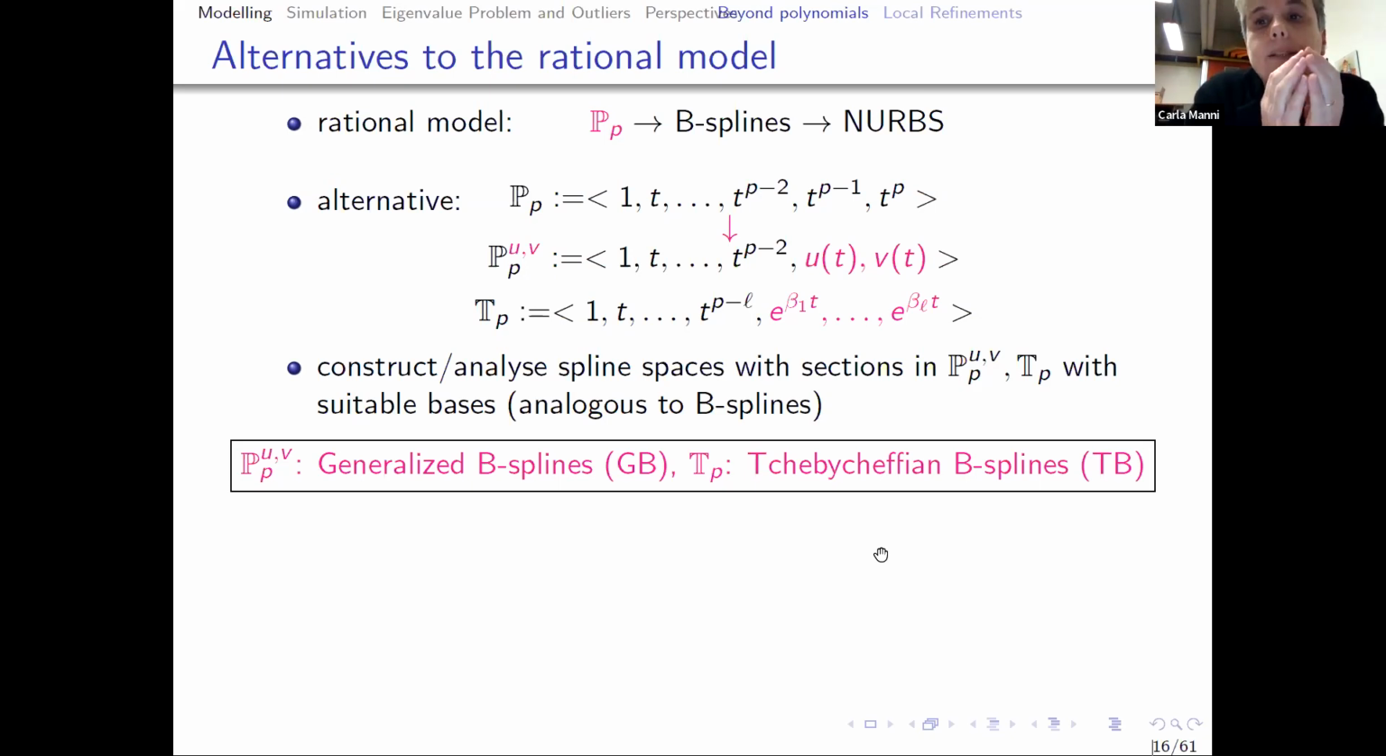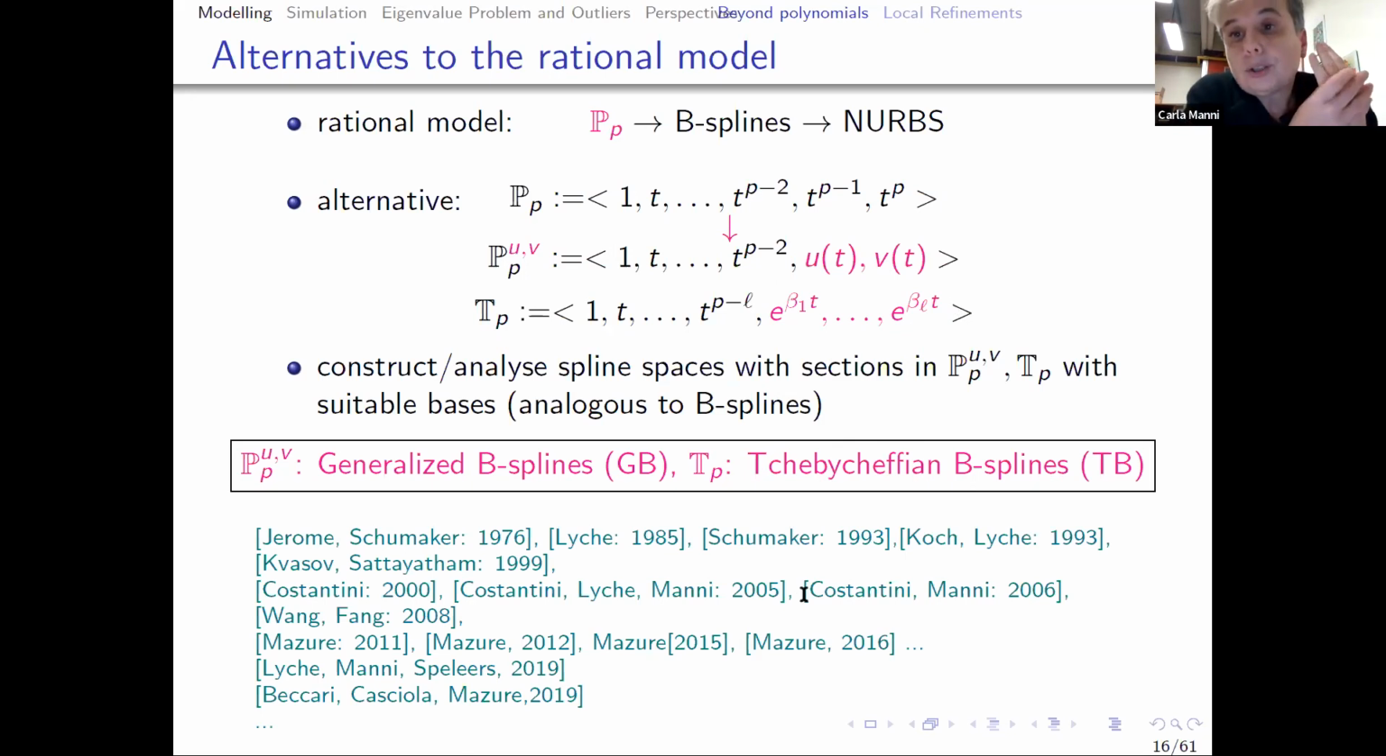And so, if instead of piecewise polynomials we consider functions which belong piecewise to this more general space, the idea is to see if it is possible to construct and analyze spline spaces, meaning spaces of functions which belong piecewise to this more general space, which have suitable bases, meaning bases with the same structure as the B-splines. In the following, I will refer to GB-splines when the pieces of my function belong to a space of this form, so that just two functions are replacing the polynomial part.